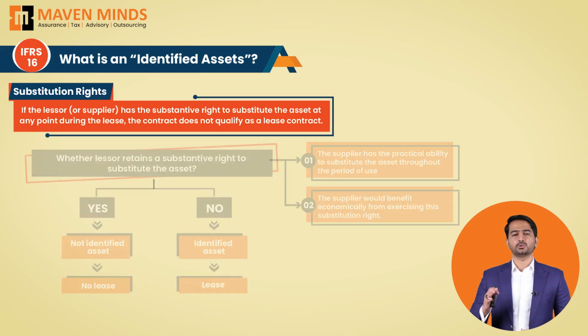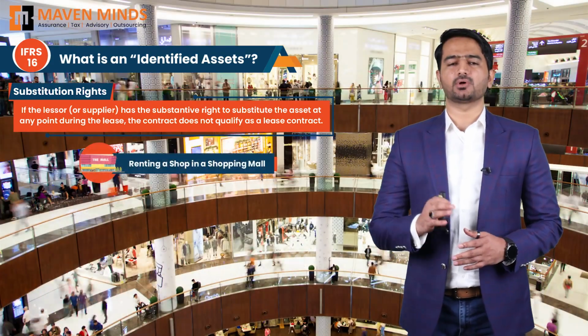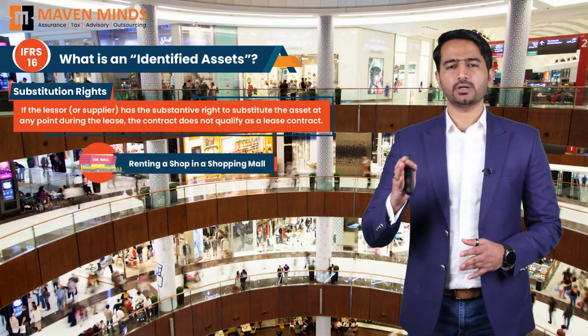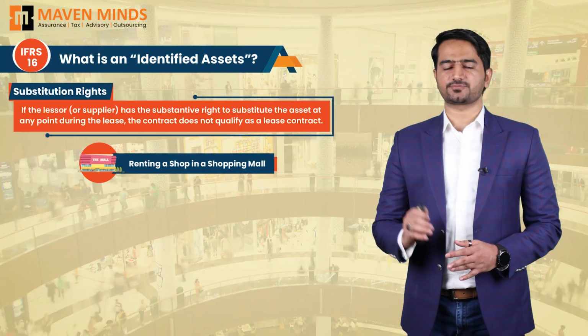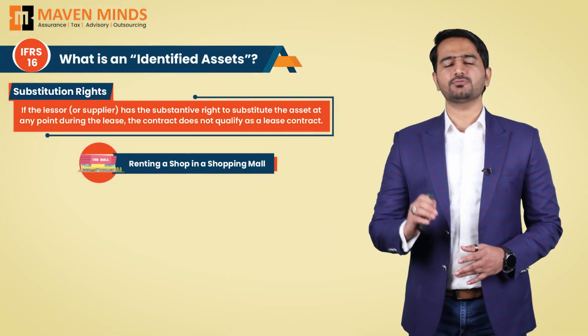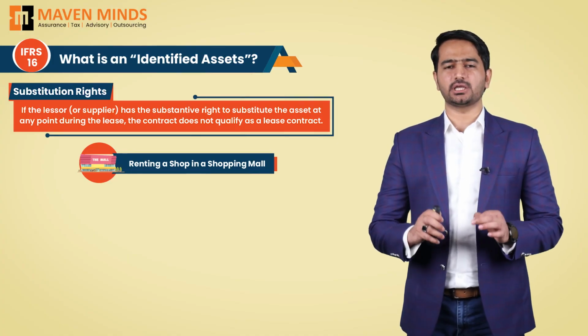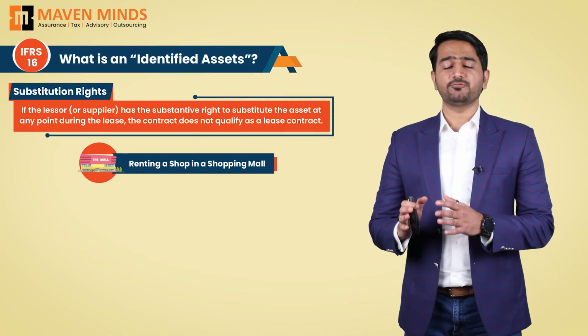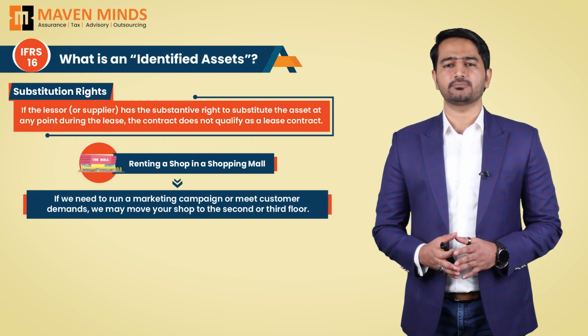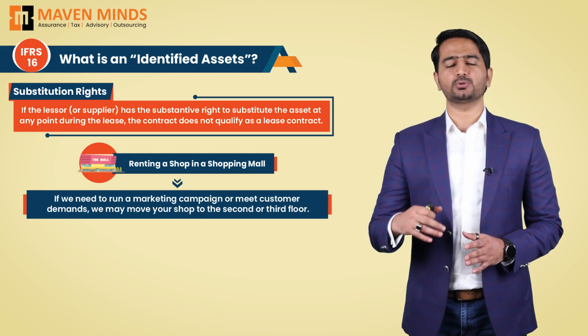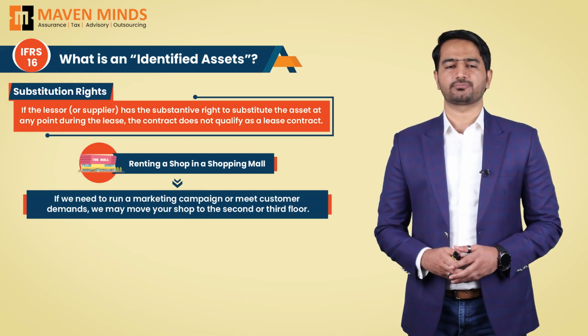Imagine you rent a shop in a shopping mall. The shop you are renting is located on the right corner of the first floor. But the owner of the mall includes a condition in your contract: if we need to run a marketing campaign or meet the customer demand, we may move your shop to the second or the third floor.